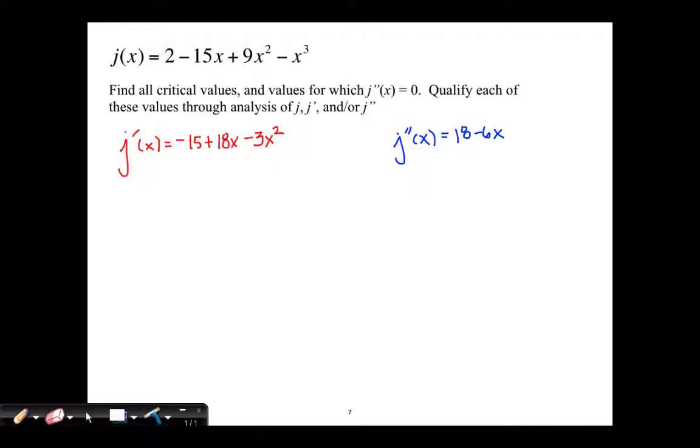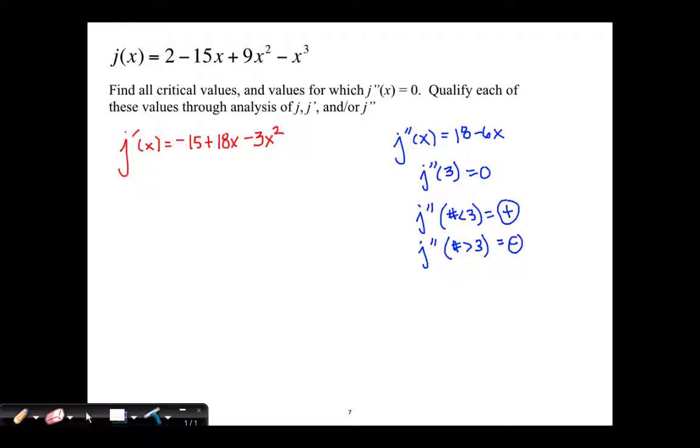Which means, since j prime prime, the second derivative at 3, is equal to 0, if I evaluate the second derivative at something less than 3, I'm going to get something positive as a result. If I have a number less than 3, my result is something positive, 18 minus something less than 18. Or if I substitute in a number greater than 3, in function notation, well, if I sub in anything greater than 3, this will be 18 minus something larger than 18, so I'd get a negative result.